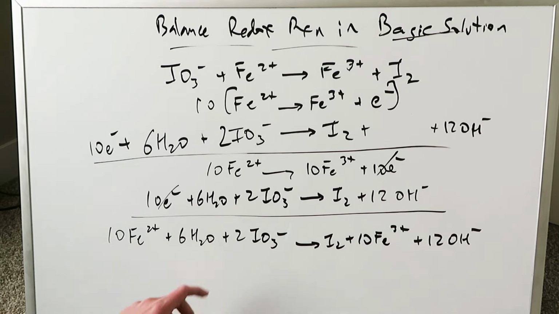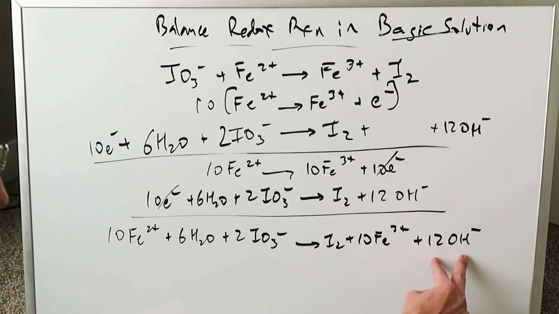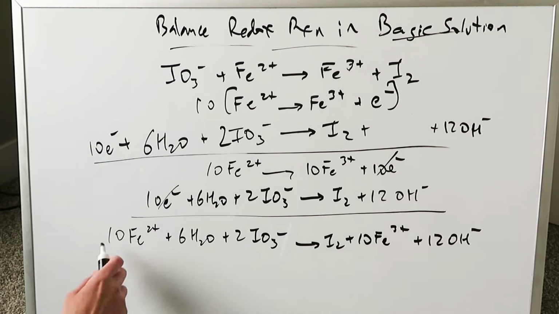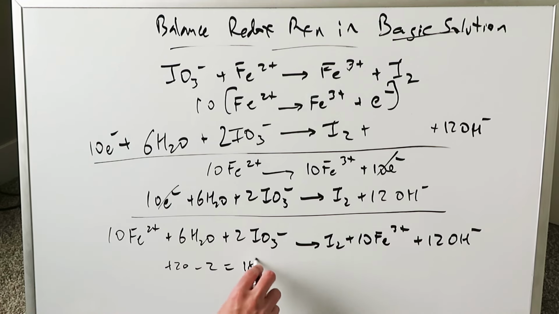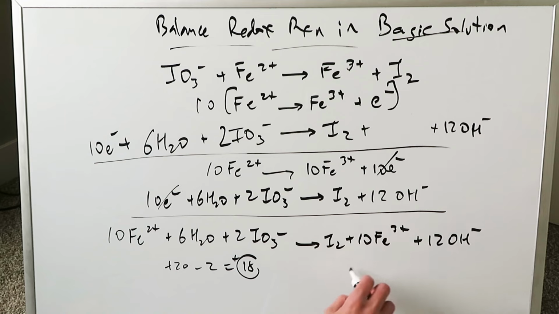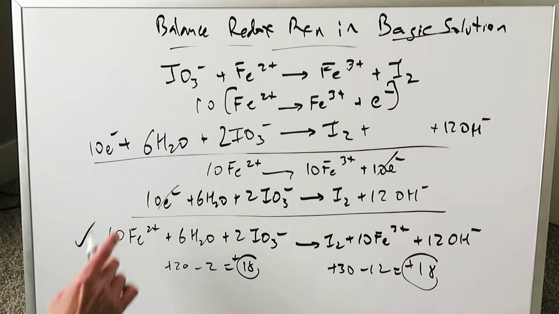We'll count the atoms. 10 irons, 10 irons, 2 iodines, 2 iodines, 6 plus 6, 12 oxygens, 12 oxygens, 12 hydrogens, and 12 hydrogens. Now we'll count the charges. Here I have a +20 -2, which is equal to +18. Here I have a +30 and then a -12, which is equal to +18. So we're good. This reaction here should be good, and everything has been balanced.